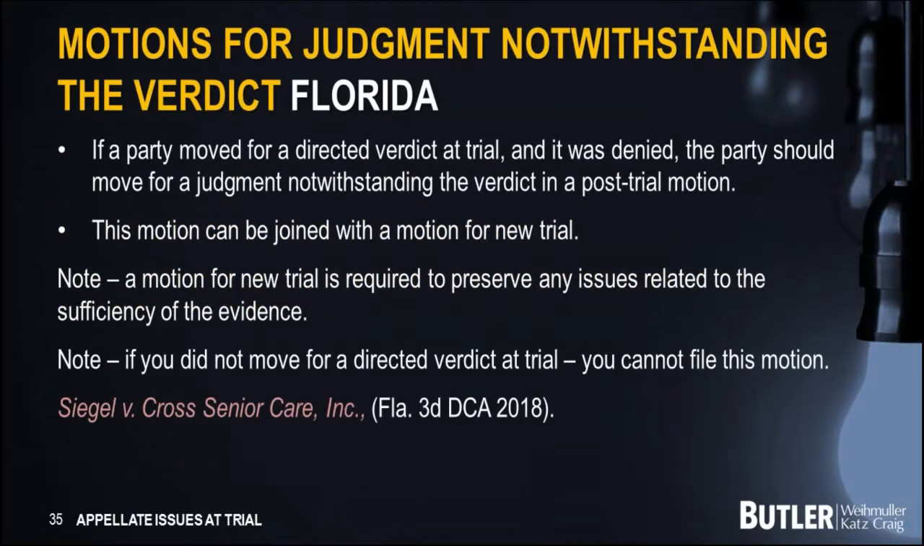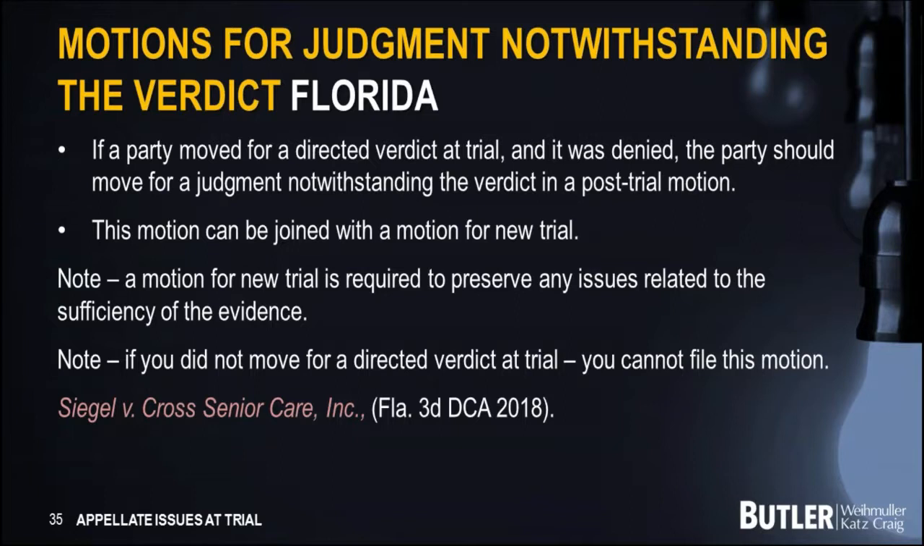In Florida, if a party moved for a directed verdict at trial and that was denied, the party should move for a judgment notwithstanding the verdict in a post-trial motion if you want to preserve that issue for appeal. So if you move for directed verdict at trial and this was denied, and you want to bring up the issue of sufficiency of evidence on appeal, you must file a motion for judgment notwithstanding the verdict.